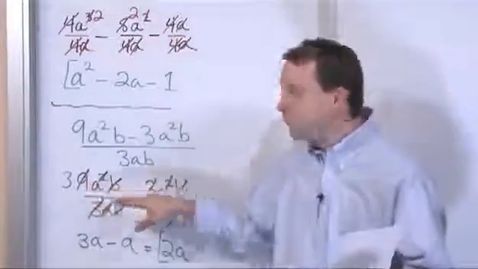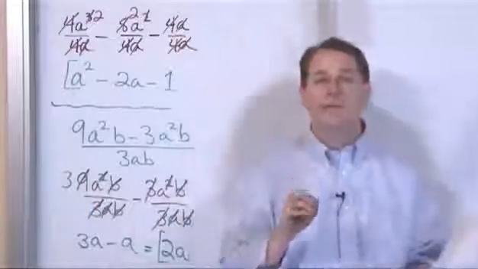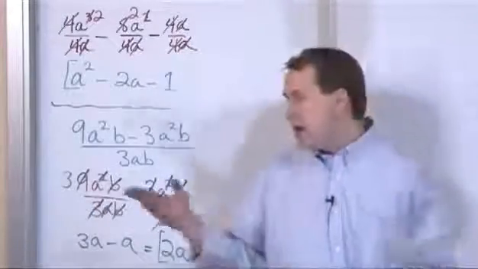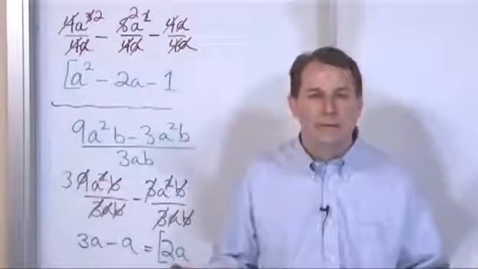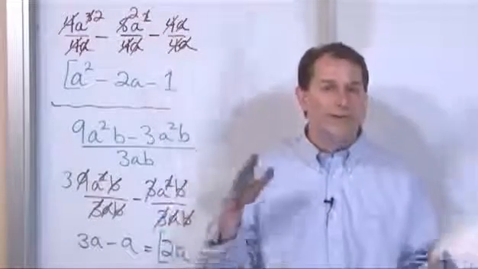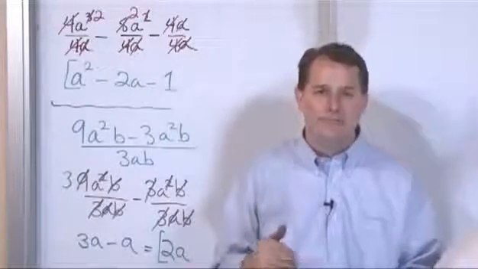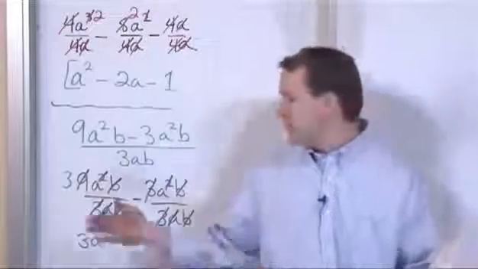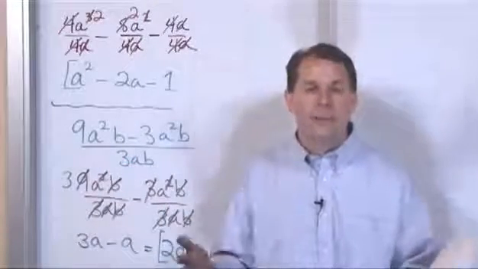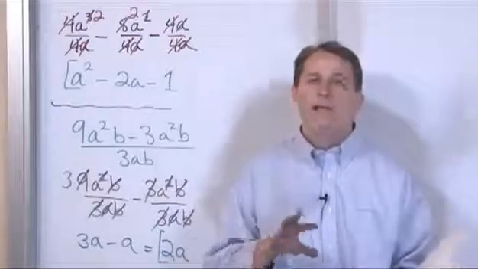But in each individual fraction, you're really looking to see what is common to the top and the bottom. If you have x squared on the top and x on the bottom, you can only cancel one of those x's because it has to be common to the top and the bottom. If you have numbers, you're going to simplify them just like regular fractions. You're going to divide top and bottom by something, and you'll simplify it that way.